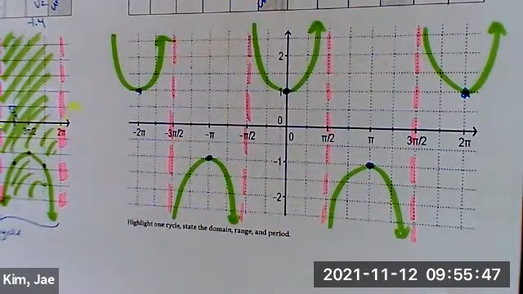Yep. So will our vertical asymptotes always be the same? Like if we're doing reciprocals, the vertical asymptotes are in the same slot, the same slot as where cosine is 0? Yes, vertical asymptotes. Yes.